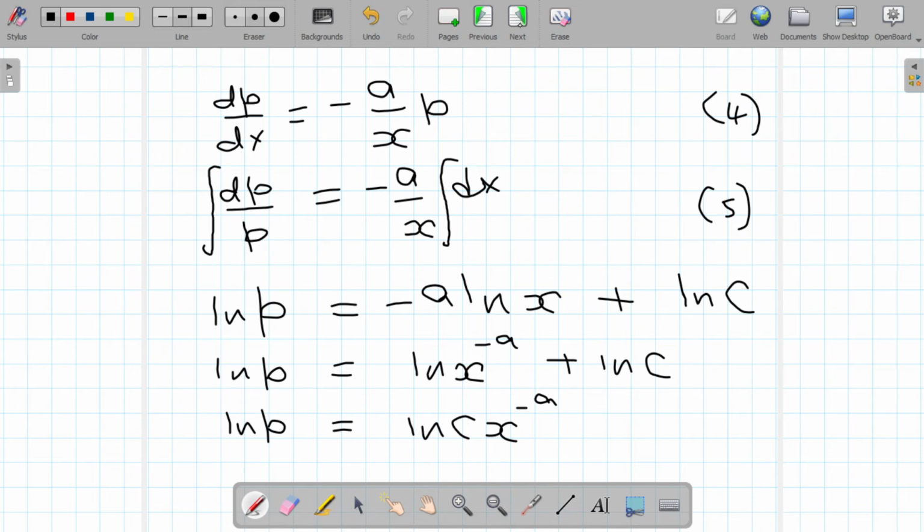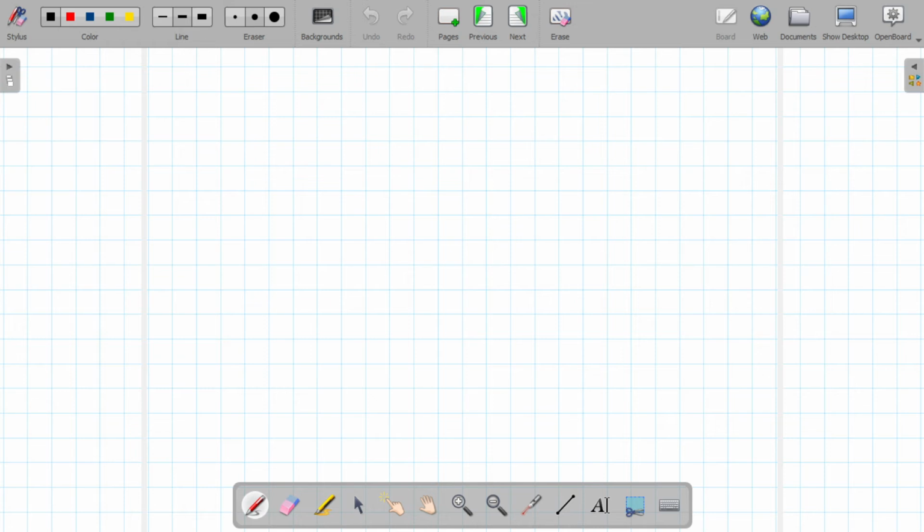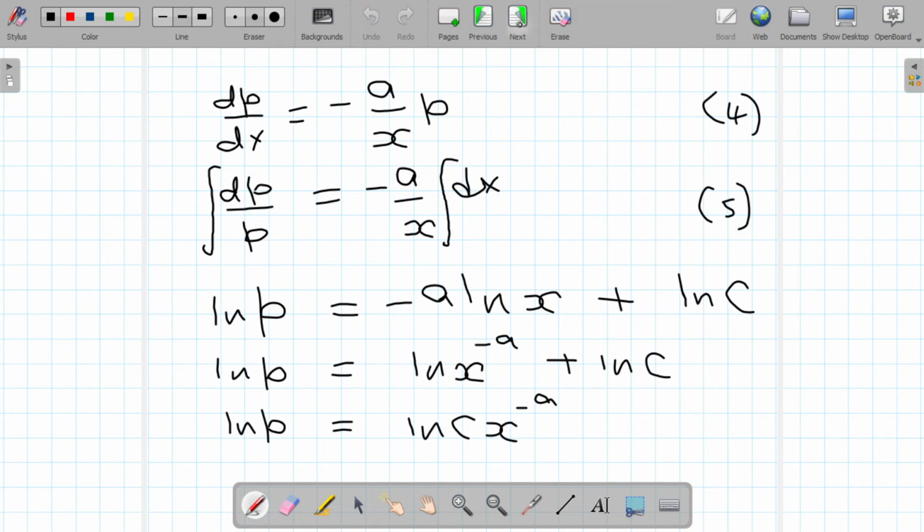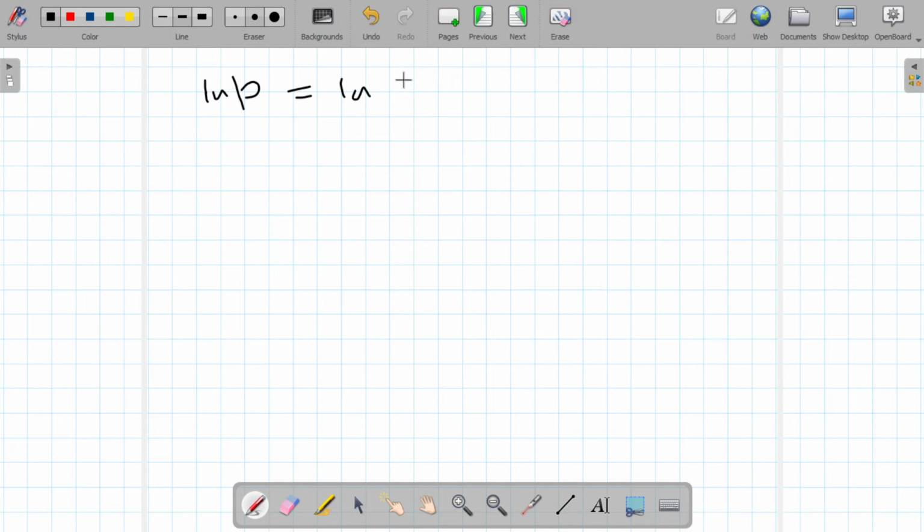So let's go on to the next page. So let's write that down again. We've got the log of p equal to log of c over x to the power a, right? Now we can simplify that by taking anti-logarithms, which is simply, or if you like, taking exponentials of both sides. So e to the log p is equal to e to the log c over x to the a.